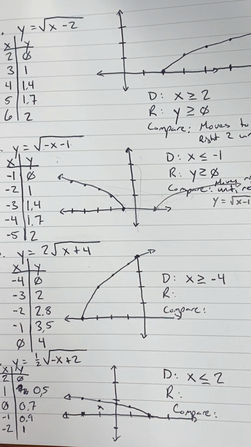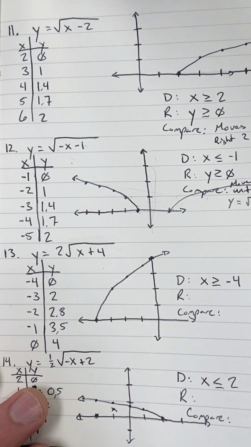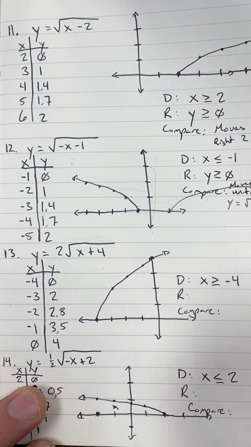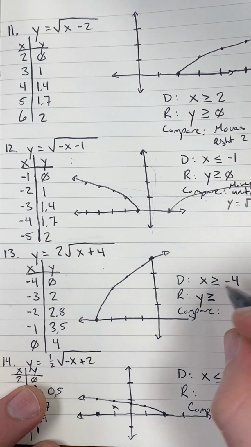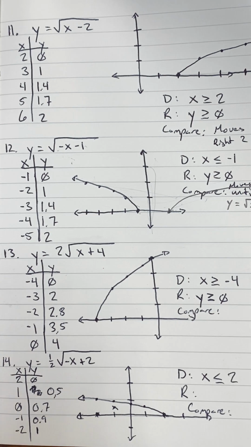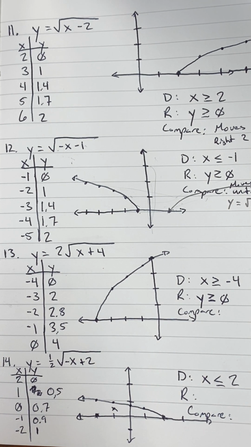Okay? So let's move on to number 13. We're almost done. So number 13, our y value, or our range, once again, is all the y values 0 and above. So y is greater than or equal to 0.